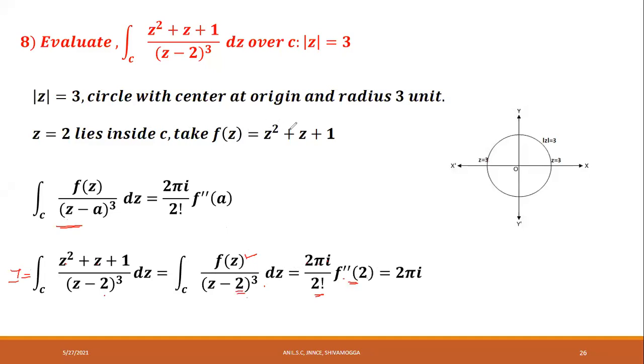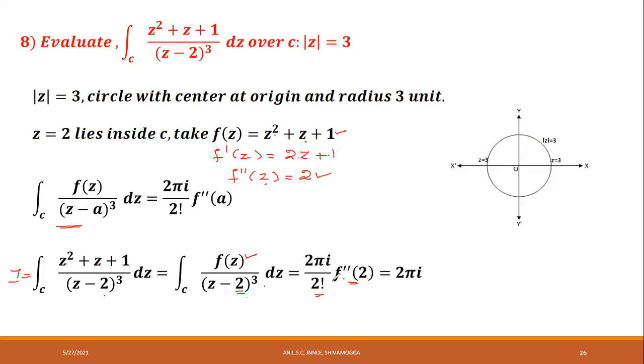F of z is equal to z square plus z plus 1. Therefore, f dash z is equal to 2z plus 1. Derivative of z square is 2z, and that of z is 1, and this 1 is a constant, its derivative must be 0. Therefore, f double dash z is equal to derivative of 2z is 2, and derivative of 1 is 0. This is a constant function. For every value of z, f double dash z is equal to 2. F double dash 1, f double dash 2, f double dash 3, f double dash 10, all are equal to 2. Therefore, f double dash of 2 is equal to 2.